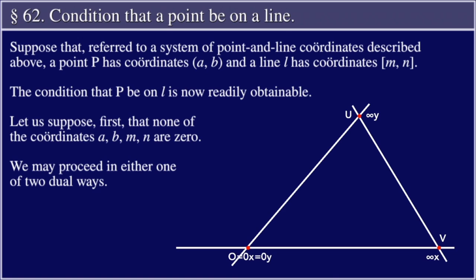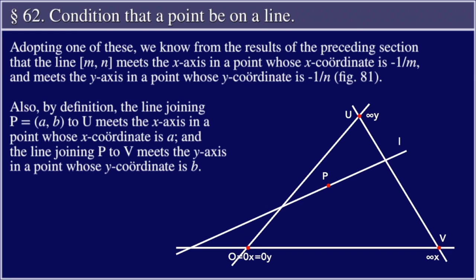Suppose that, referred to a system of point and line coordinates described above, a point P has coordinates AB, and a line L has coordinates MN. The condition that P be on L is now readily obtainable. Let us suppose first that none of the coordinates A, B, M, N are 0. We may proceed in either one of two dual ways. We adopt one of these.